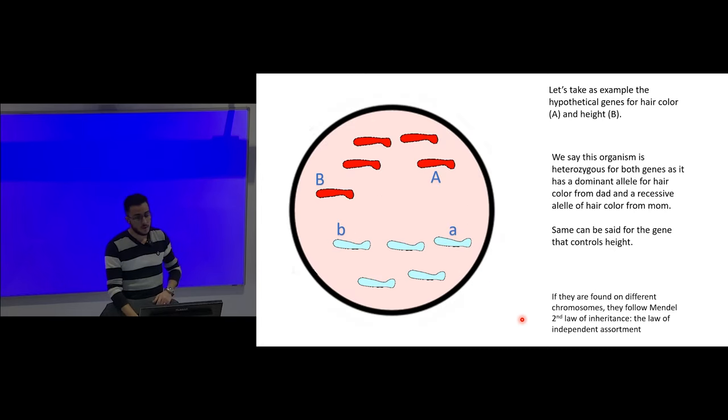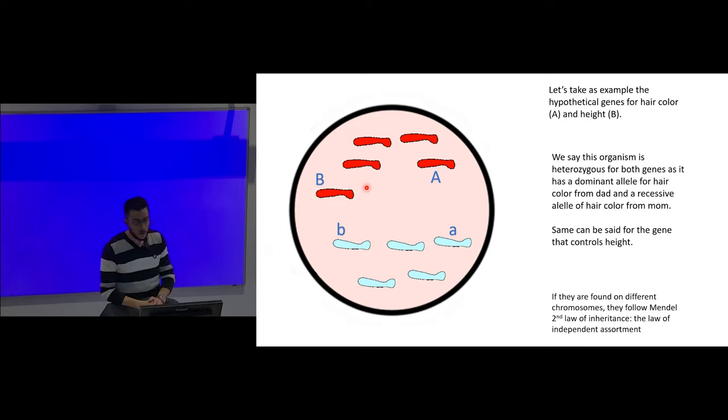Okay? Situation number one. Let's take, for example, a hypothetical gene for hair color A, and then the height is B. So if they are on different chromosomes, so the copy from dad for A, the copy from mom, copy from dad, copy from mom, they're on different chromosomes. In this case, they will follow Mendel's second law of inheritance, which is the law of independent assortment.